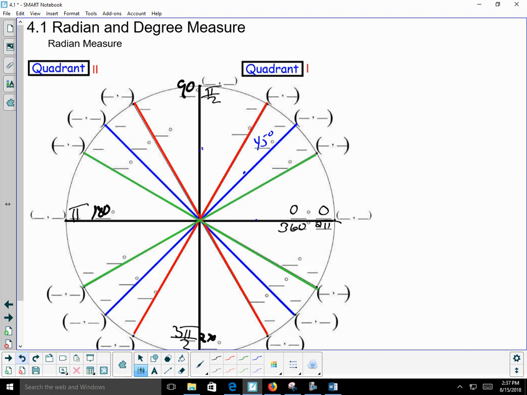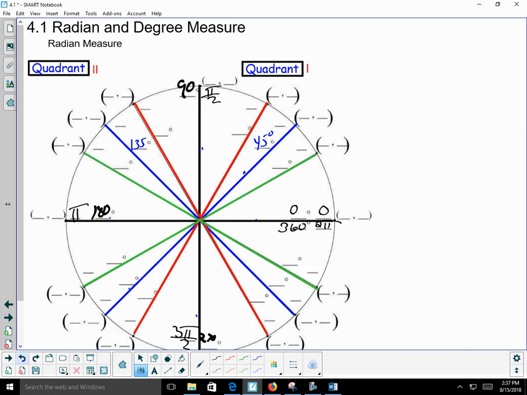If I take 90 and add another 45 degrees, I get 135 degrees. Then I add 45, I get 180. Add 45 to that, and I get that number. Fill that in yourself. Add 45, I get 270. Add 45, I get this other number. Add 45, and I get 360. So I've just mentally worked my way around the unit circle.